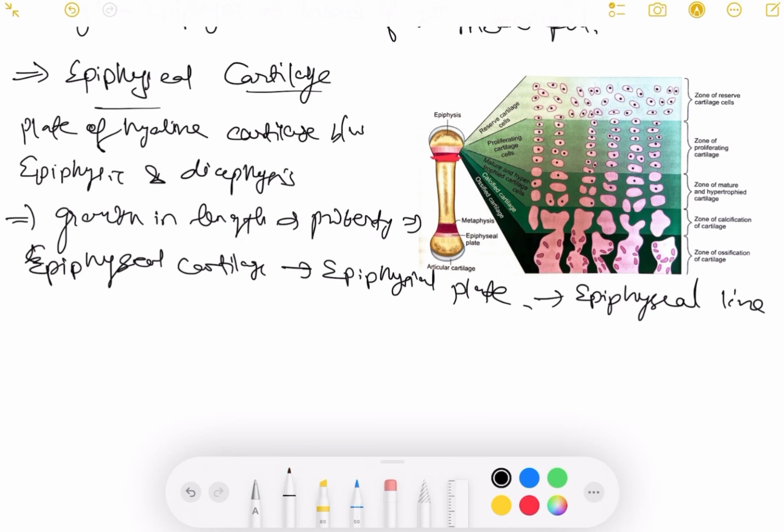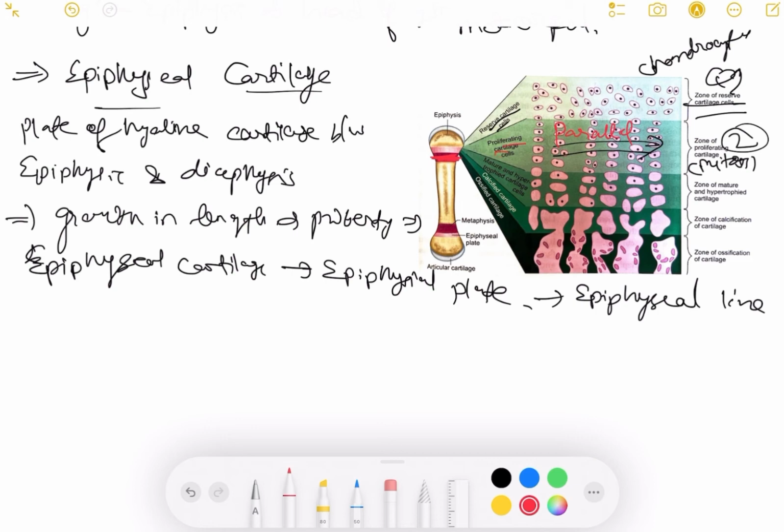Now there are various zones which I can discuss in the figure itself. First is zone of reserve cartilage. So it does what? Contains chondrocytes. You can see now. What is there? Chondrocytes. Reserve cartilage cells. Function is to reserve cartilage cells. Second one is zone of proliferating cartilage, where mitosis occurs. So there will be formation of more bones, and you can see it is like this. So it is parallel. Zone of proliferating cells are parallel and mitosis occurs.